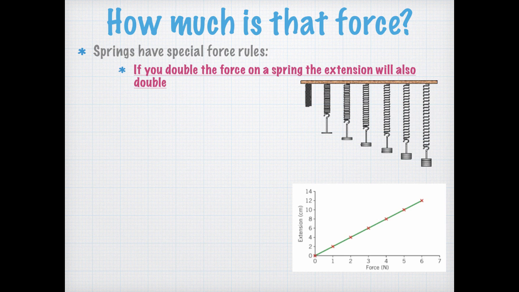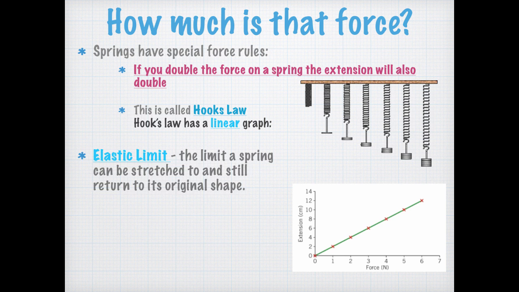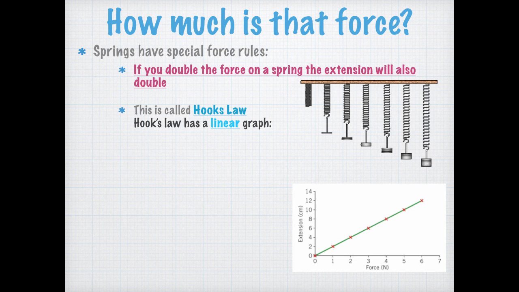One of the great properties about using a spring is if you double the force on a spring, the extension will double also. So we can see that we have a spring over here, and if we double the amount, we have twice the amount of extension. This is called Hooke's law, and Hooke's law has a linear graph, which means the graph is actually just a line. You can see on the bottom, this is a graph of Hooke's law.